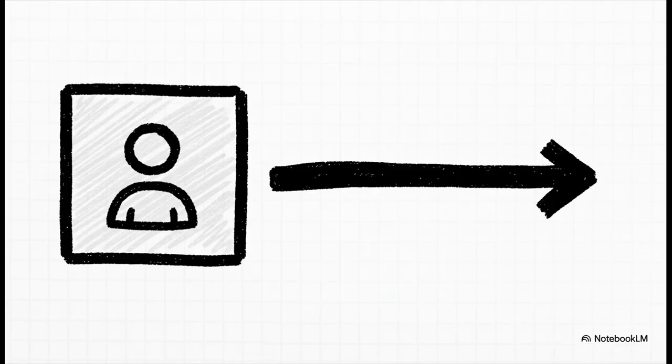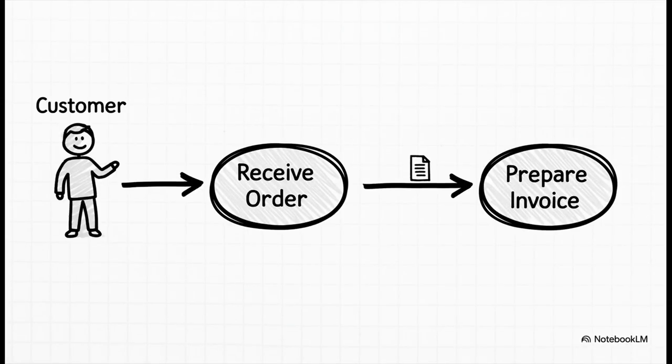So let's make this real. We'll trace a simple customer order. Everything kicks off right here. A customer, our external entity, sends their order information into the system. And bam, that data immediately triggers a process. The system receives the order.